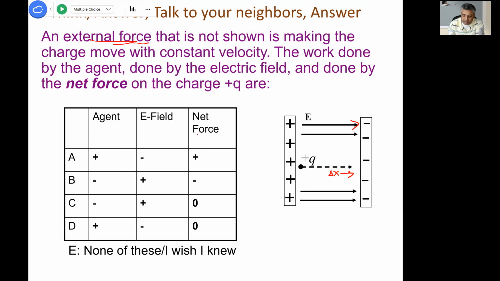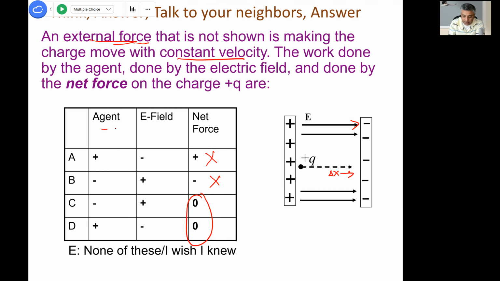So net force: constant velocity means the net force must be 0, so the work done by the net force must be 0. So these two are the possible answers, and these are not. Now, which one is the correct answer?